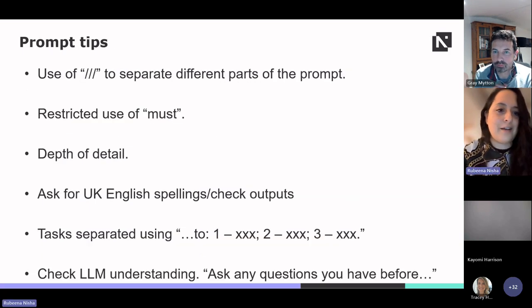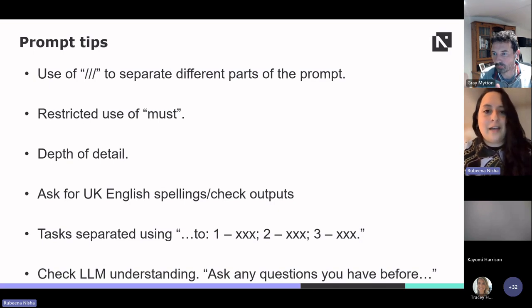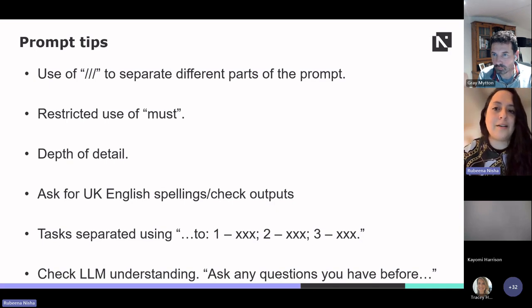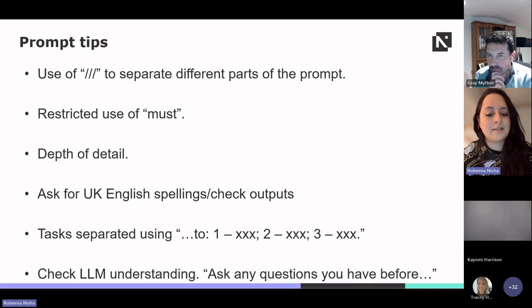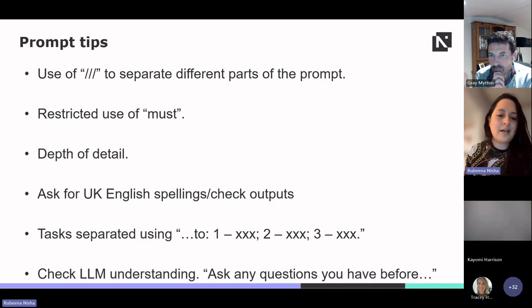So, to finish off, there are lots of different things out there for creating a good prompt. Some of the easiest things to do are adding the three slashes, as we demonstrated, just to break things up a bit, so that the LLM understands that there are different parts to the prompt. Be careful of your use of must. Must is given a higher weighting. So if you write down, you must make this six lines long, it's going to put more emphasis on that and might give less emphasis to other parts of your prompt. So use it sparingly, or just be aware of where you're going to use it.